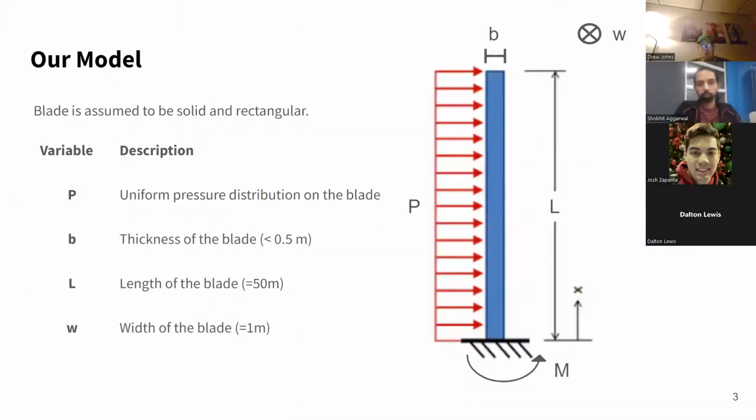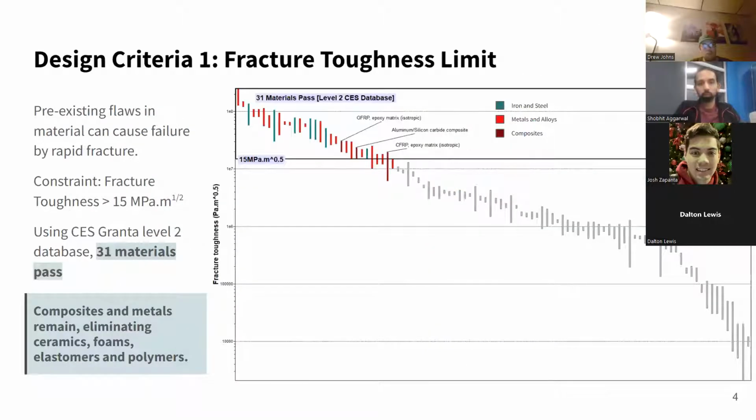But first, the kind of model that we're using: we're assuming that we have basically a beam in the worst possible position, perfectly vertical, with a uniform distributed pressure from the wind acting on the blade. We define the blade length as being equal to 50 meters and a width of 1 meter. We also define a maximum thickness of the blade being B. From this free body diagram, we can also note the restoring moment from the blade base to resist the uniform pressure distribution. So our first design criterion to help hone in on some particular materials is the fracture toughness limit.